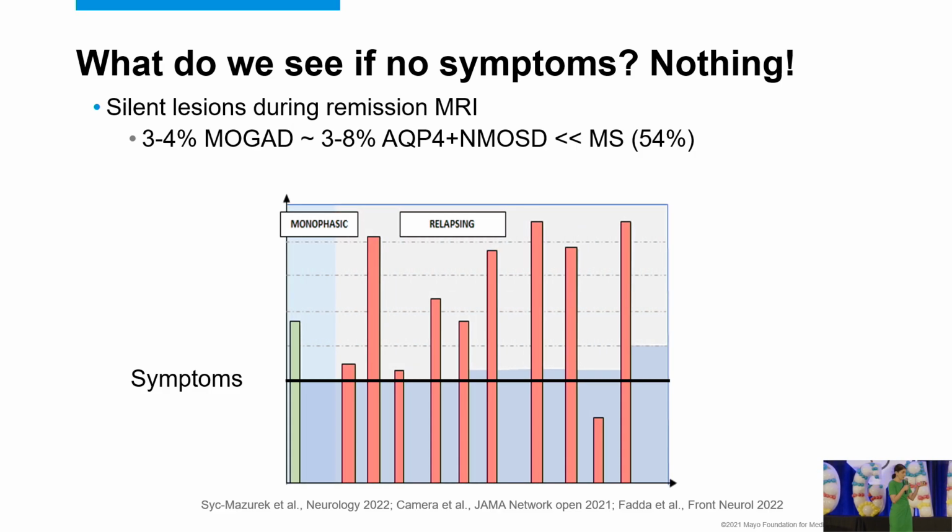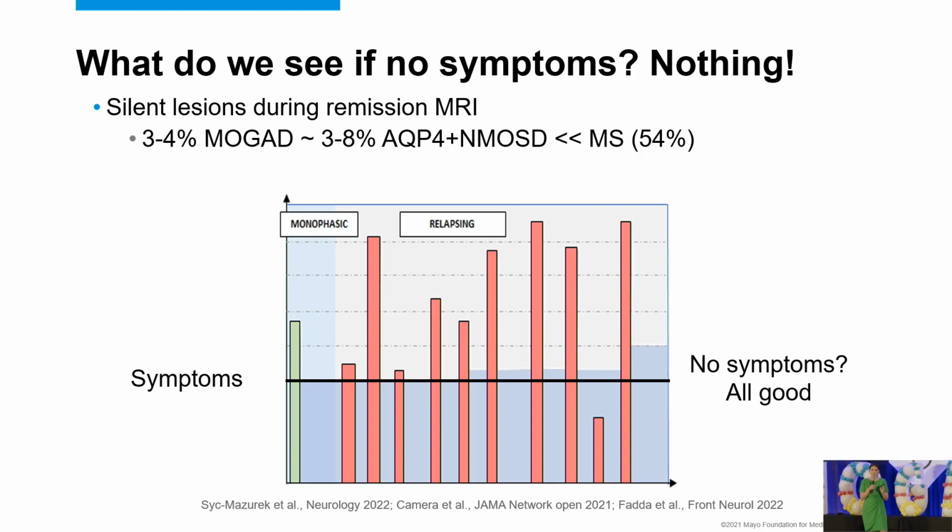So if the black line is the symptoms detectability, and the red bars are the ongoing inflammatory activity, you see that pretty much all the time, if something is going on, you will feel it. So basically, if there are no symptoms, the large majority of the time, everything is good. So there is no ongoing inflammation in the brain.